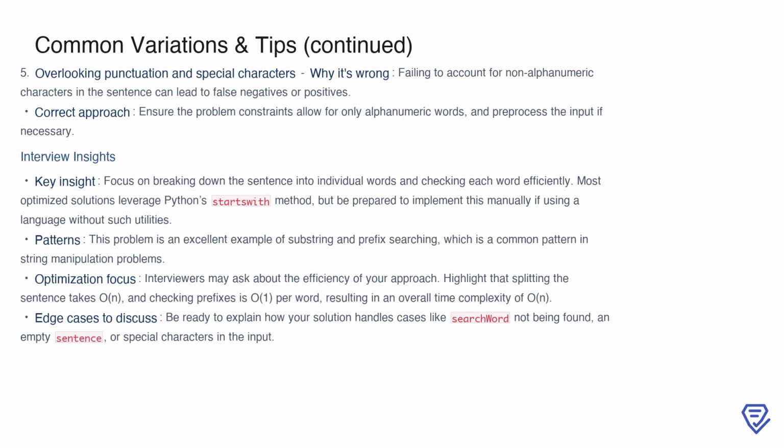From an interview perspective, this problem highlights the importance of breaking the sentence into individual words and efficiently checking each one. The startswith method in Python is particularly handy, but you should also be prepared to implement this logic manually if using a language without such utilities. The problem is a classic example of substring and prefix searching, which is a common pattern in string manipulation tasks. Interviewers may also be interested in the efficiency of your approach. A good explanation here would emphasize that splitting the sentence requires O(N) time, and checking prefixes is O(1) per word, leading to an overall time complexity of O(N).